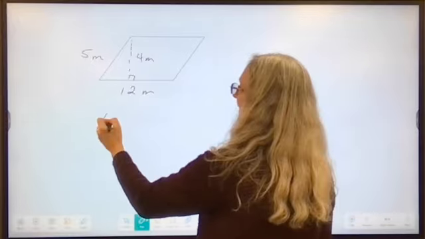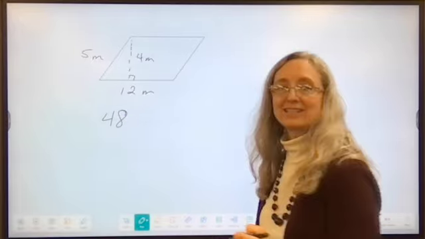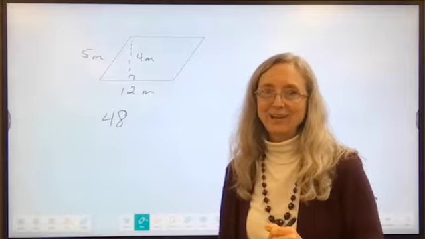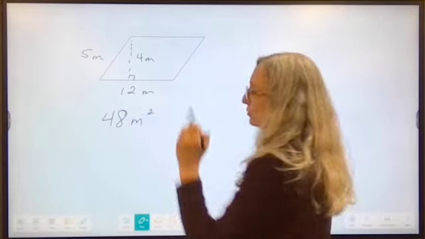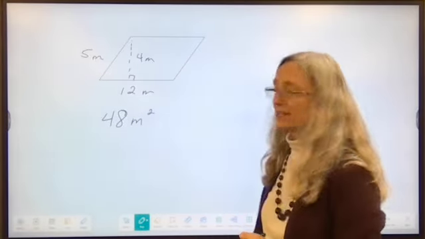So it's 48. And don't forget, 48 is just a number. Since this is an area, I need the units. And it's the units to the power of 2, squared units. So this is 48 square meters.